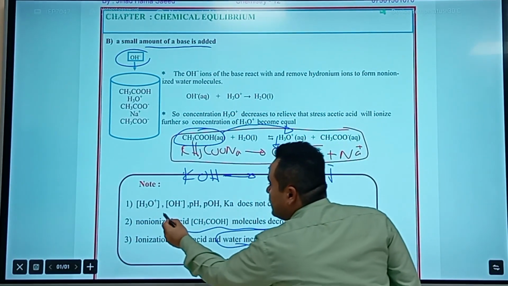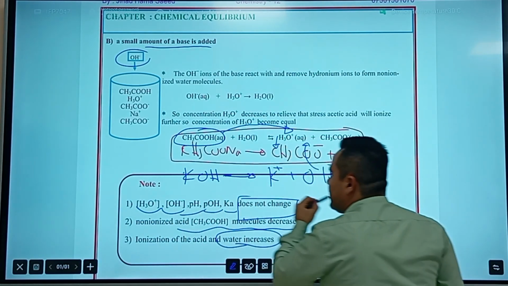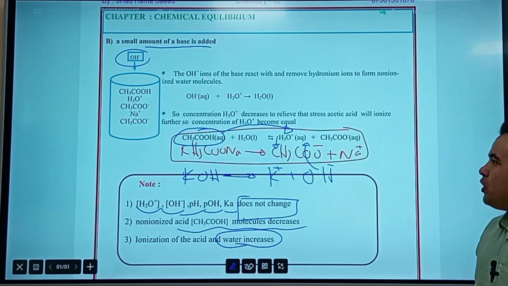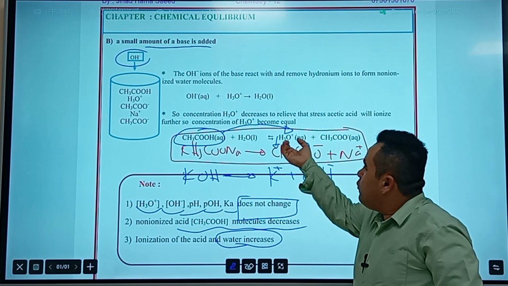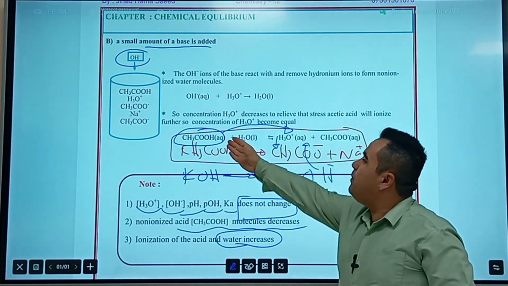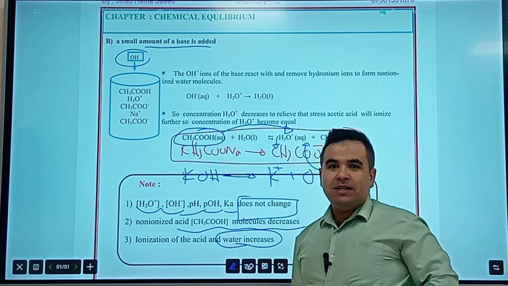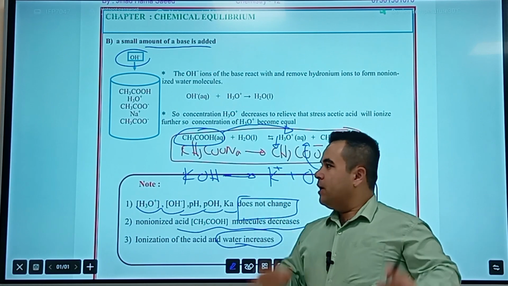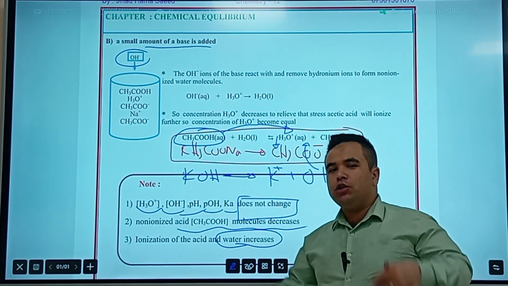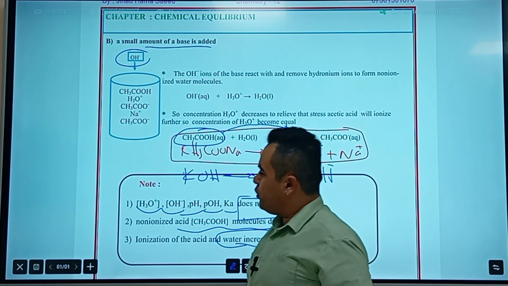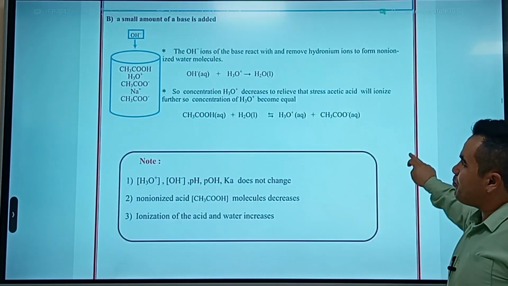In terms of hydronium, hydroxide, pH, pOH, and the Ka and Kb values, nothing changes. Why? Because the removal of hydronium is compensated by the ionization of the acetic acid, so there will not be any change in the hydronium. As the hydronium is unchanged, the other values of pH, pOH, and hydroxide will stay constant as well.